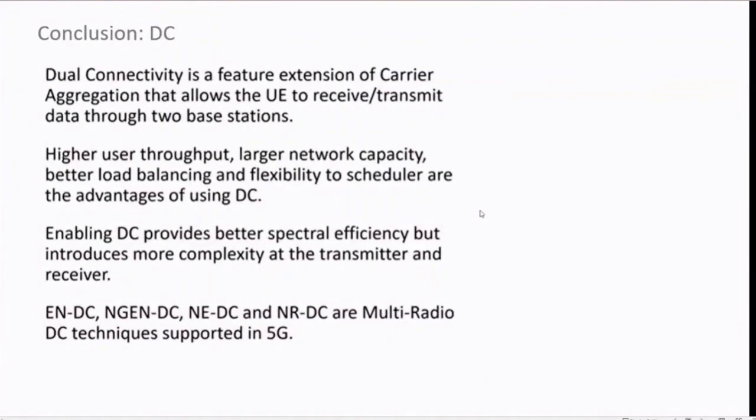So what's the conclusion from this dual connectivity? Dual connectivity is a feature that is just an extension of carrier aggregation, and it allows the UE to receive and transmit data through two base stations. Higher user throughput, larger network capacity, and better load balancing and flexibility are some of the advantages of dual connectivity, which we have seen in that slide. The only thing is that dual connectivity improves our spectral efficiency, but complexity at the transmitter and receiver may increase. So these are the things we have discussed in this part of the training.